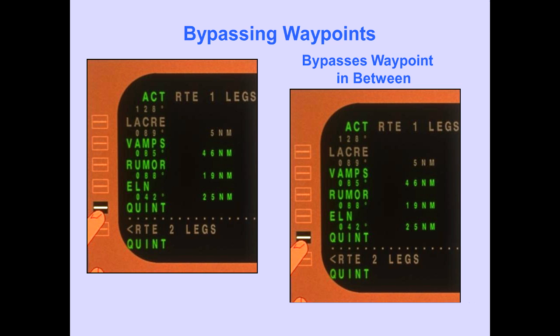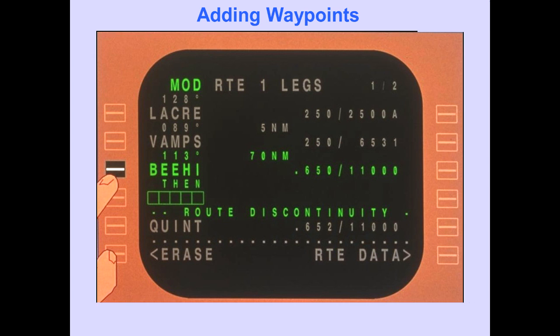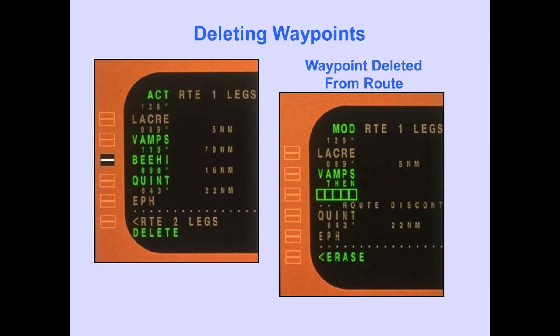By entering a downtrack waypoint earlier in the sequence, the entry bypasses and removes all waypoints in between. Additional waypoints can be added to the route, creating a route discontinuity. Entering the appropriate waypoint removes the route discontinuity. Any waypoint except the active waypoint may be deleted from the route.